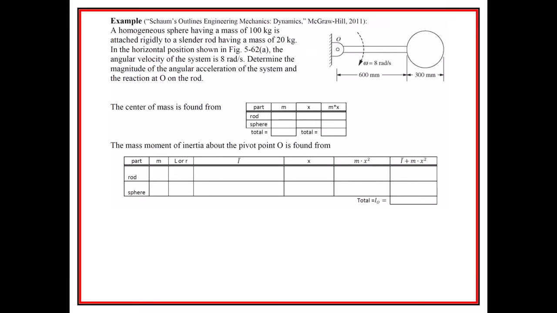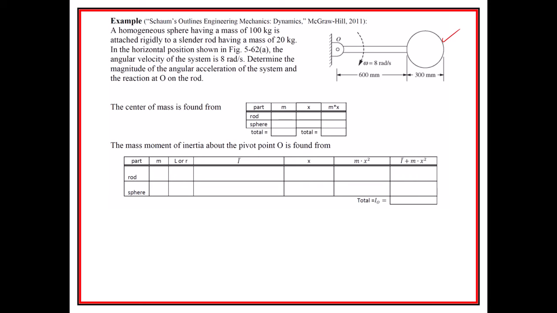All right, so here's a fourth example in class 20 for Newton's second law applied to rigid bodies. This comes from Schaum's Outlines right here. We have a two-parter with a ball, a sphere I guess, and a rod.